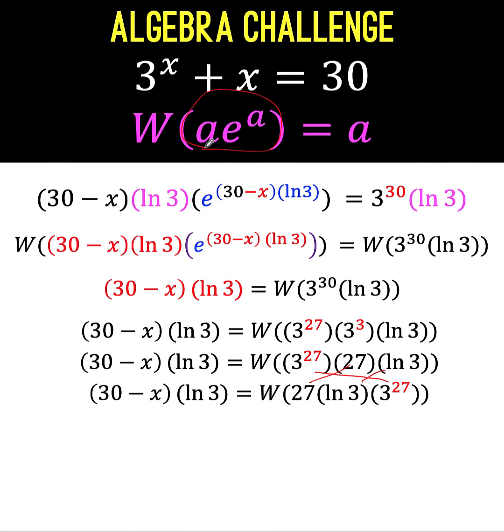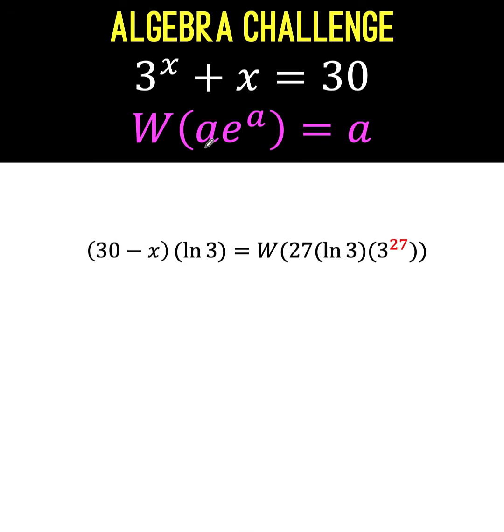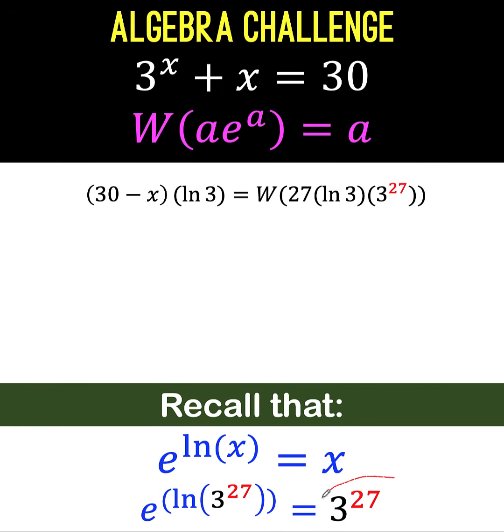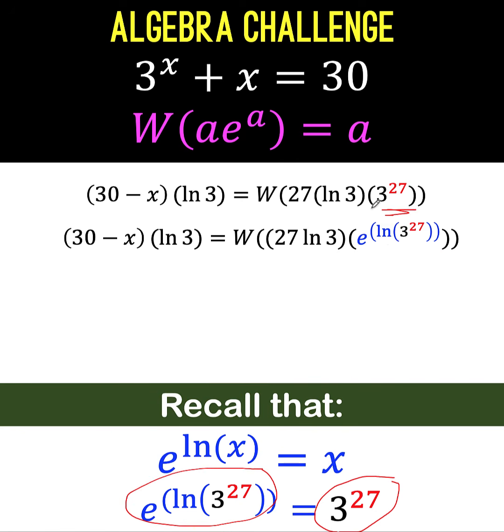We need to introduce also the natural number e. And how do we do that? Let's recall again that e raised to ln of x is equal to x. This time, 3 raised to 27 is just written as e raised to ln of the same number, 3 raised to 27. So that means this part here can be replaced by this expression. So this part becomes now this expression.